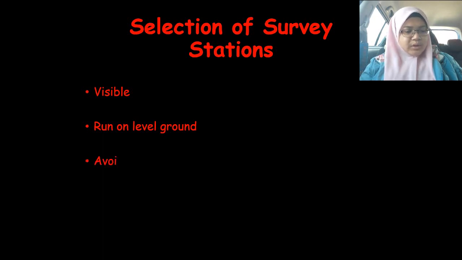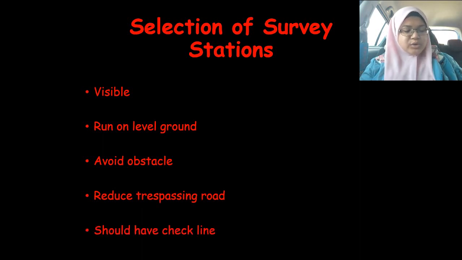Next would be avoiding the obstacle for chaining and ranging. And then reduce the trespassing and frequent crossing of the roads to ensure the safety of work. Lastly, we should ensure that there is a check line to make sure that the length taken is accurate.